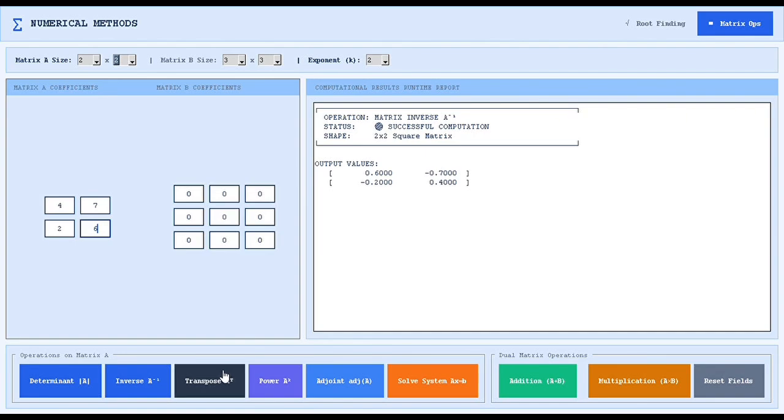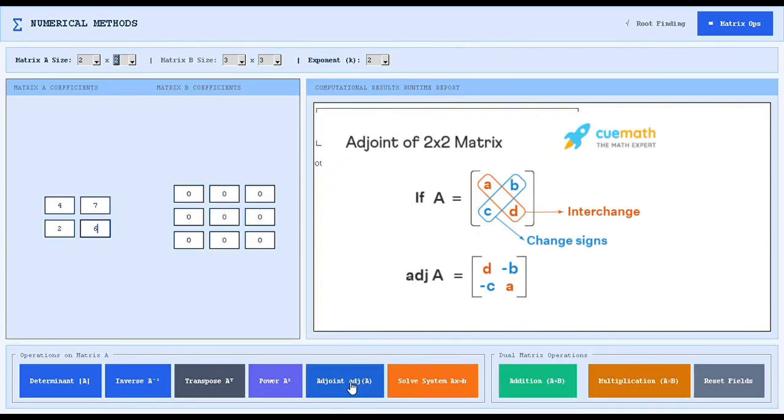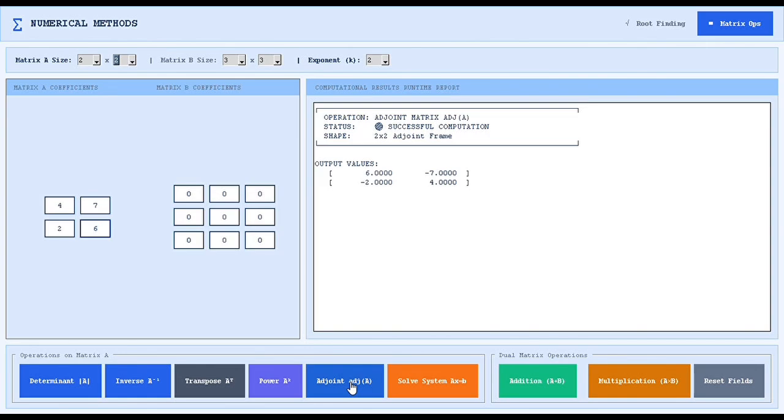Then the transpose. This operation instantly swaps the rows and columns of the matrix. What was row 1 becomes column 1, and what was row 2 becomes column 2. The adjoint performs the cofactor transformation. In the code, the adjoint is computed as the determinant multiplied by the inverse.